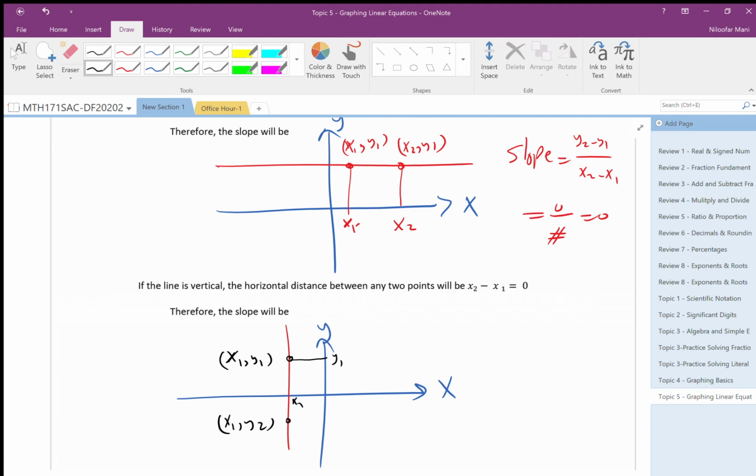Perfect. So what is the slope? The slope is y2 minus y1 over x2 minus x1. So I have a number divided by 0, which is undefined.